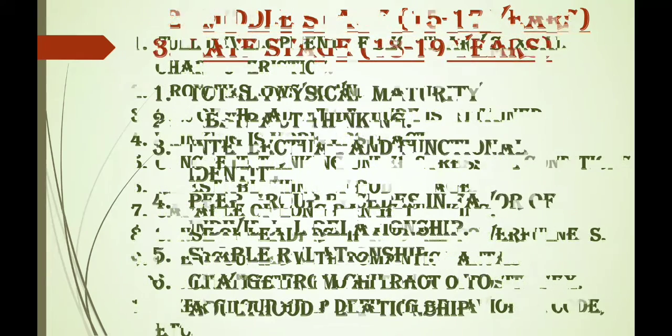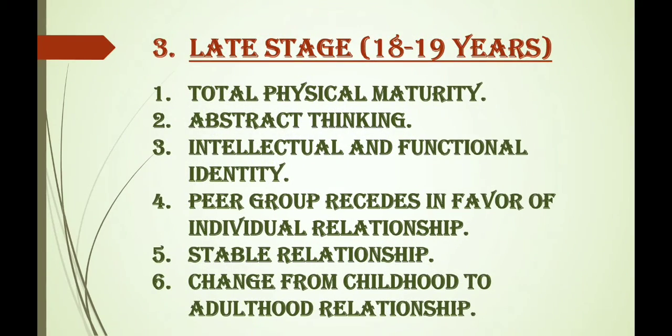Then coming towards the third stage, that is the late stage. In this, there will be total physical maturity, abstract thinking, and intellectual and functional identity develops. Peer group gives way in favor of individual relationships. Stable relationships occur. Change from childhood to adulthood relationships takes place.